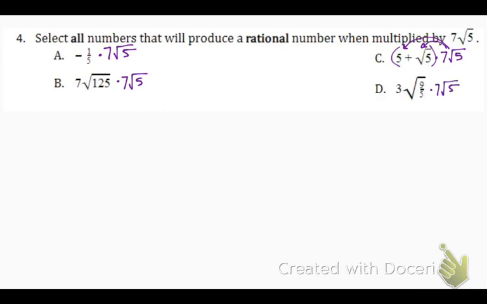So I'm going to do B with you, all right? When I'm multiplying numbers together like this, I multiply their coefficients. So 7 times 7 gives me 49.